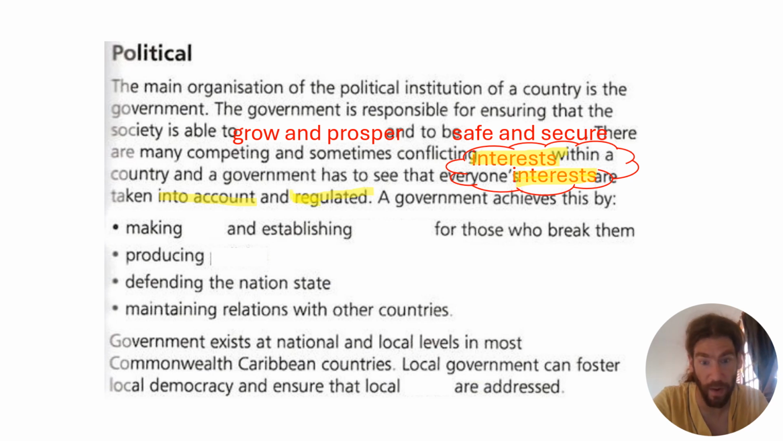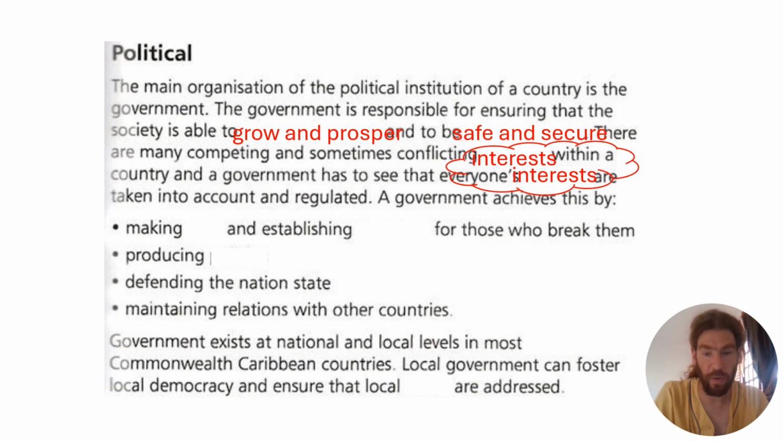Because we cannot do what everybody wants, we have to do a little bit. The government has to do a little bit of what everybody wants. We cannot privilege one group, so we have to regulate what the different groups in society need and want, so that it is fair for everybody. Yeah. So the interests have to be taken into account and regulated. That means they balance those interests and they balance what those different groups, all of them, actually want.